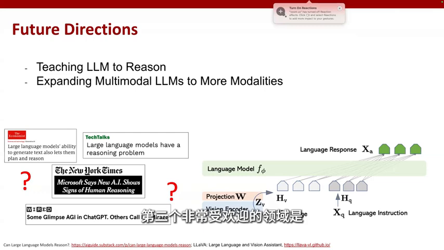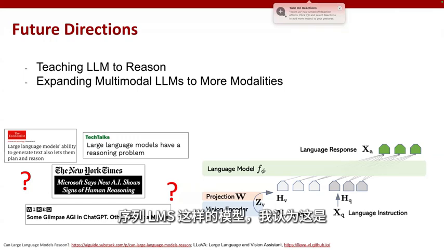And the second very popular area is multimodal LLMs. We have a lot of vision language models that are public, but we don't really have any audio or time series LLMs. And I think that's something people can work on right now. But that's it.